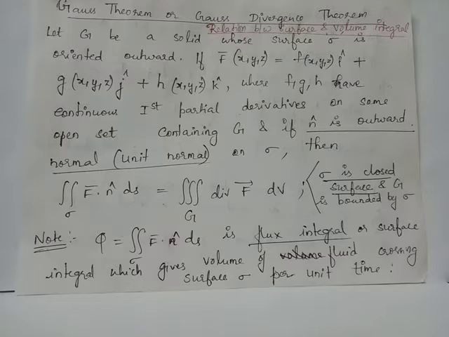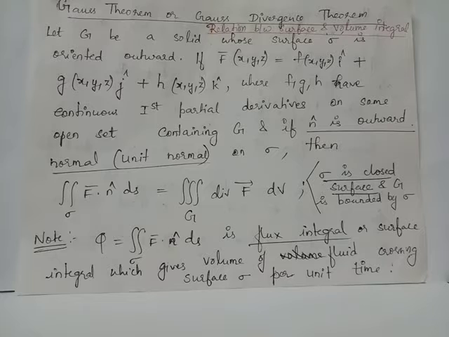The theorem says that when we have G, which is a solid bounded by a closed surface sigma, and F bar is the vector field across the surface, where F bar equals f of x y z into i plus g of x y z into j plus h of x y z into k, where f, g and h are the component functions of vector field F bar, such that f, g and h have continuous first order partial derivatives, and n bar is the unit outward normal with respect to the closed surface sigma.